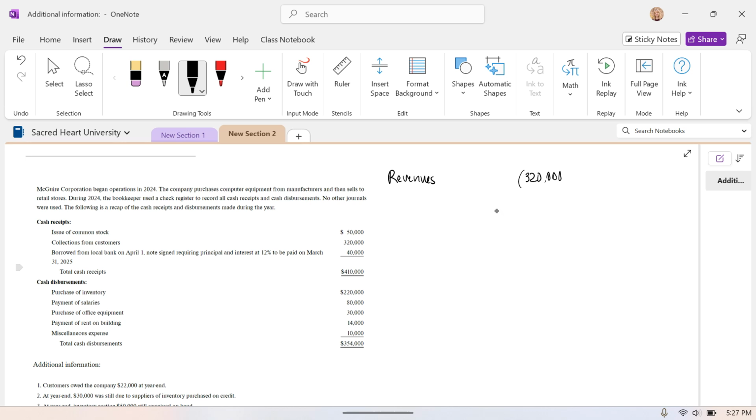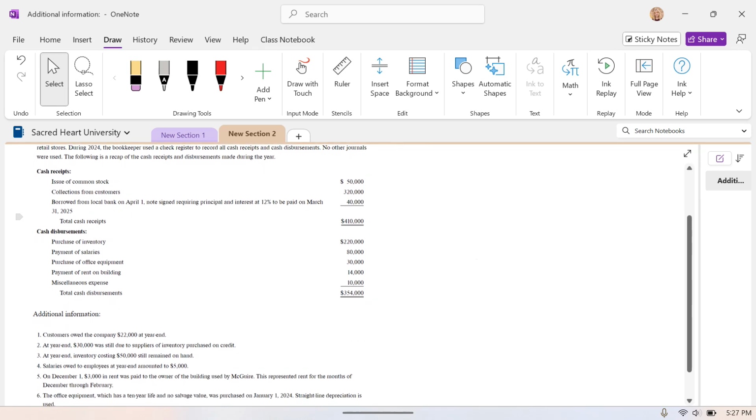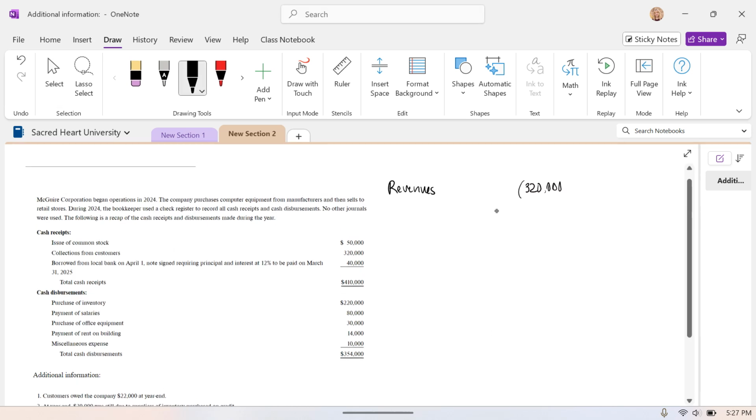We need our increase in accounts receivable, because if accounts receivable went up, that must mean we recorded a credit sale. And in item 1, we're seeing customers owed the company $22,000 at the end of the year. So we're going to add the $22,000. Now, if there had been a decrease in unearned revenue, we would also need to record that or increase revenues by that amount, but this is all we have here. So revenues on an accrual basis, $342,000.